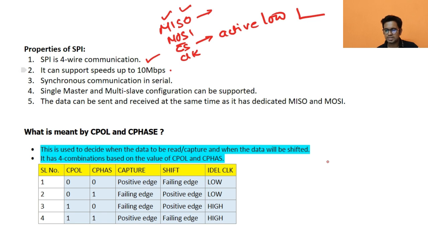The speed it can support goes up to 10 megabits per second. It is Mbps, not megabytes, it is megabits per second. Then, is it a serial synchronous communication?